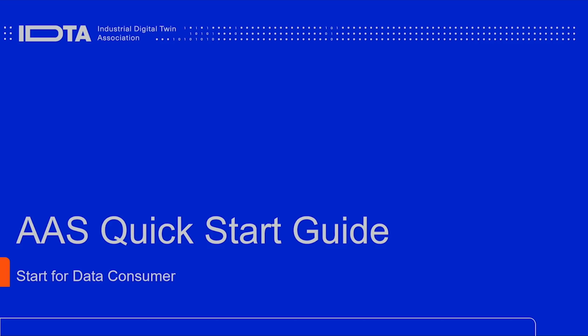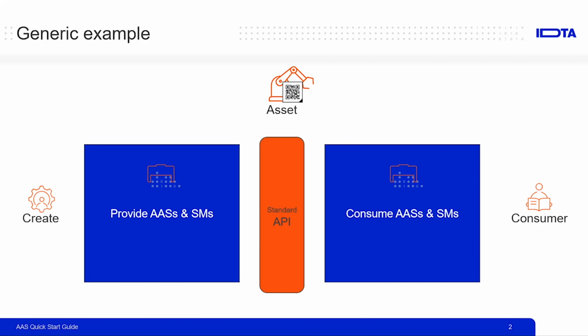We are now starting with the second part of the series, that is the data consumer's perspective. If you recall from the first video of the screencast series, the introduction video, we introduced a generic example with the data provider's perspective and the data consumer's perspective. On one hand, we have a data provider which provides the data related to its asset in the form of asset administration shell and submodels.